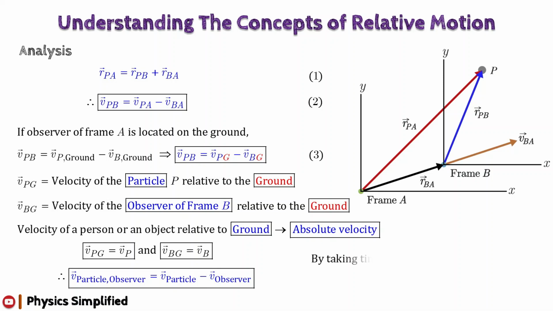Now, by taking time derivative of equation 2, we can relate the accelerations of the particle P relative to our observers. It must be noted that, since the frame B is moving at a constant velocity relative to frame A, the time derivative of vector v_ba is equal to 0.